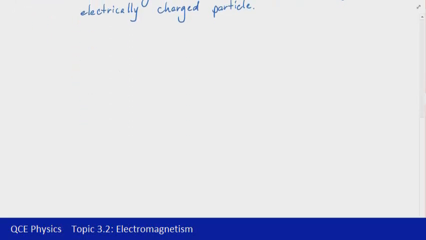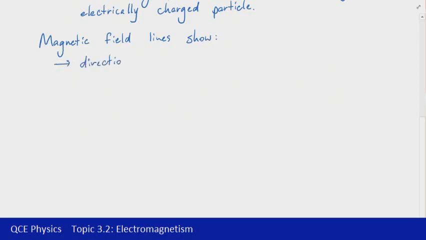Now, similarly to electric fields, we can represent magnetic fields using magnetic field lines, and there's a similar definition, or similar explanation I should say, for magnetic field lines. So magnetic field lines show two things the same way that electric field lines do. The first is that they show the direction of force. So field lines always show a direction of force, but in the case of a magnetic field it's on a singular north pole.